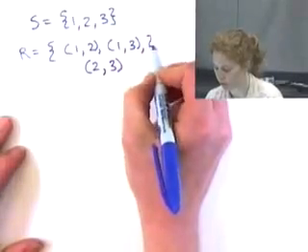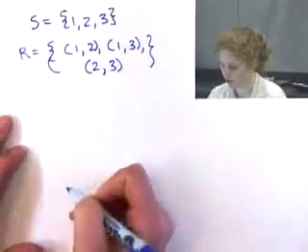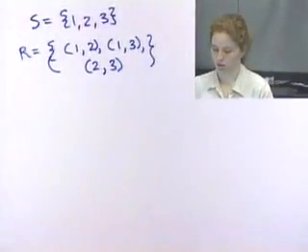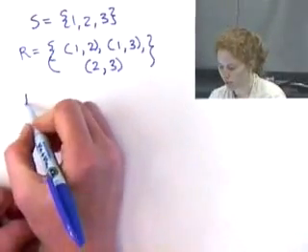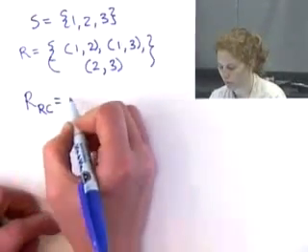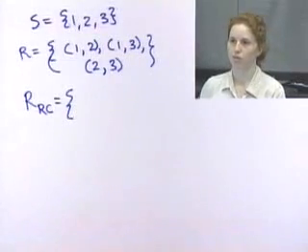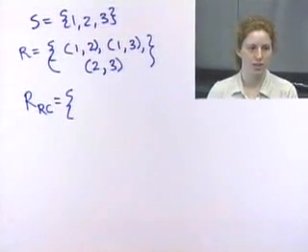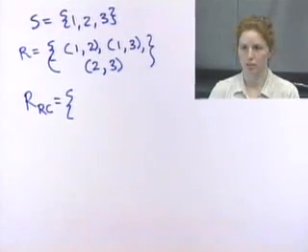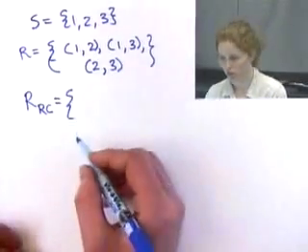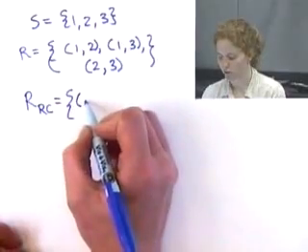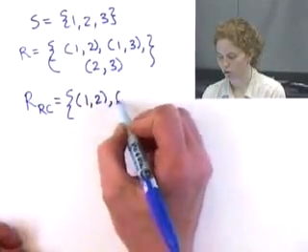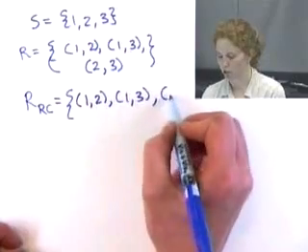And R is (1,2), (1,3), and (2,3). Okay, so what's the reflexive closure? Let's put RRC for the reflexive closure of that. So the first thing I have to have is that R is a subset of the closure. So I need to put all the points that are already in R. So what are those? (1,2), (1,3), and (2,3).